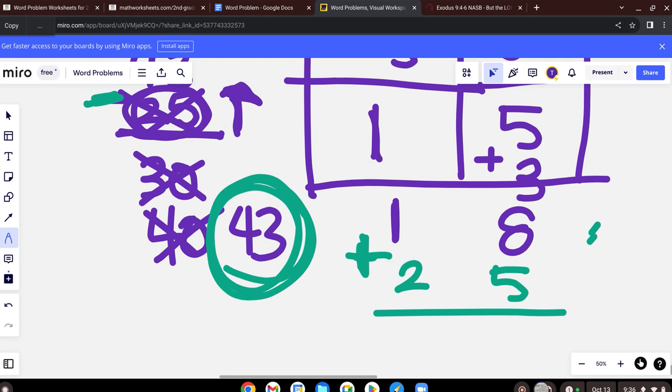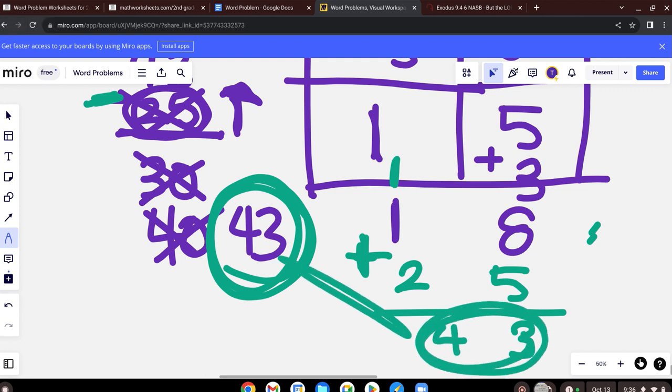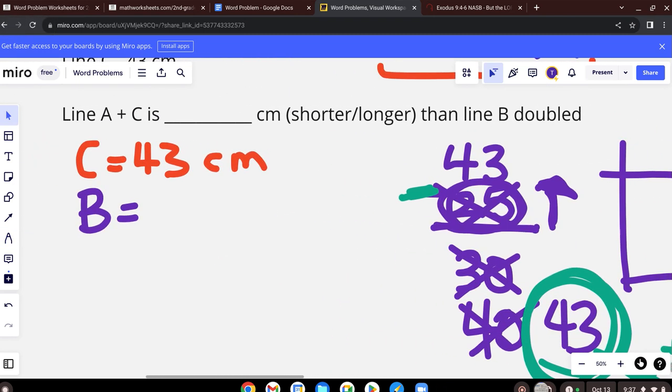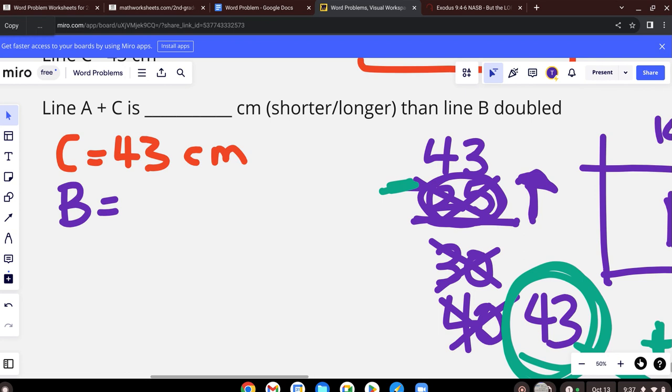So now add 8 plus 5: 9, 10, 11, 12, 13. So write a 3, carry the 1. 1 plus 1 equals 2. 2 plus 2 equals 4. So 43. Does it match with this? Yes. So that's a check. I wanted to write it. I understand. So B, what is B?